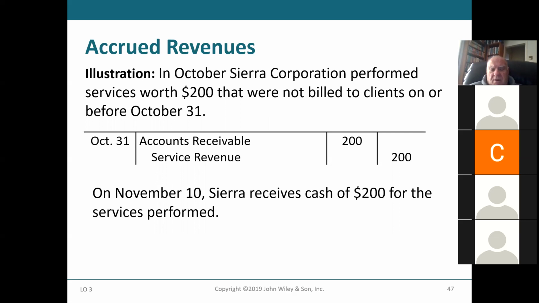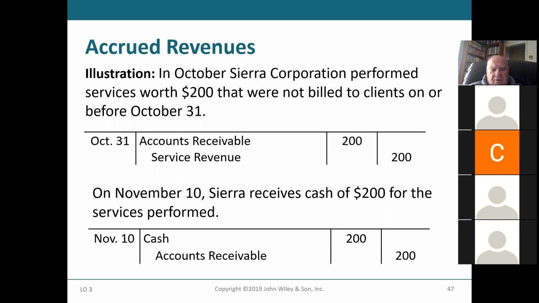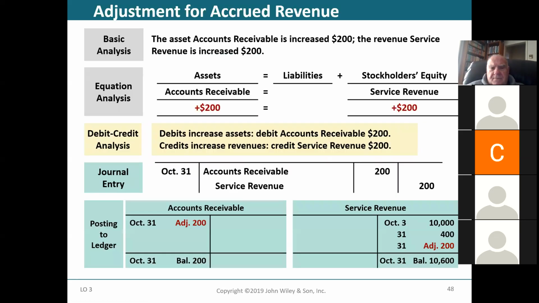Now they pay the money, and that just means that we're going to take care of the receivable. You record the revenue when you earn it. It has nothing to do with when the cash comes. The asset accounts receivable is increased 200. This customer owes us $200. You debit $200 and you credit service revenue for 200. That's a misprint. They've got 400 there.